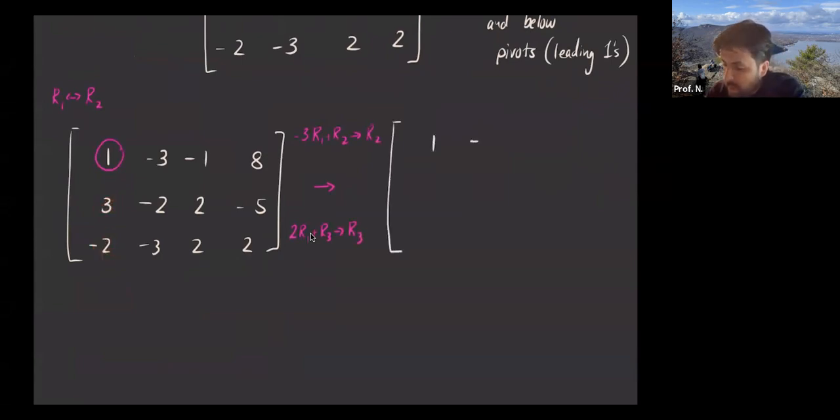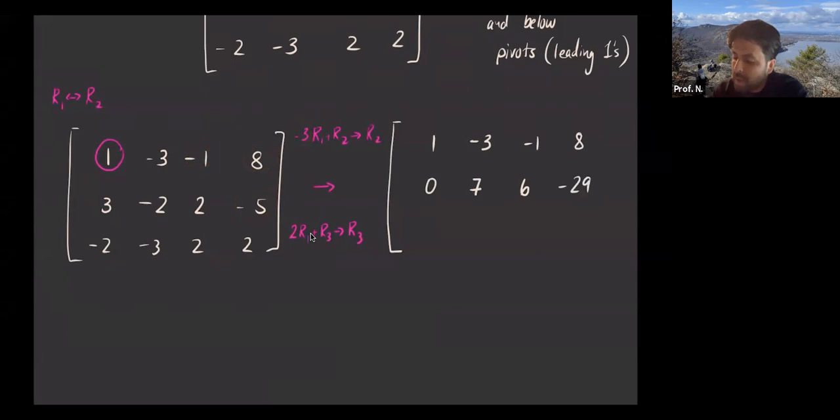So we got 1, -3, -1, 8. And then this becomes 0. -3 times -3 is positive 9 minus 2 is 7. -3 times -1 is positive 3 plus 2 is 5. And then -3 times 8 is -24 minus 5 is -29. That's what I got for the second row.